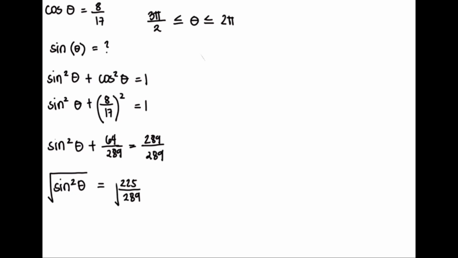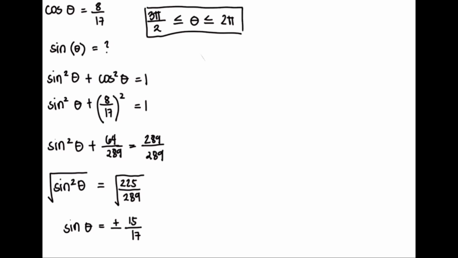Now, let's take the square root of both sides. So sine theta is going to be the square root of 225, which is 15, and we know the square root of 289 is 17. So now, which sign should be used, positive or negative?